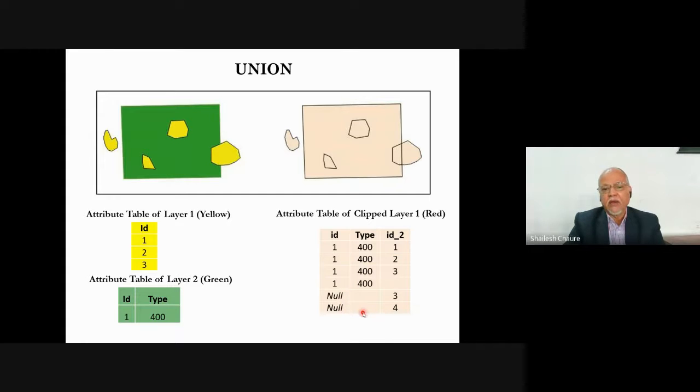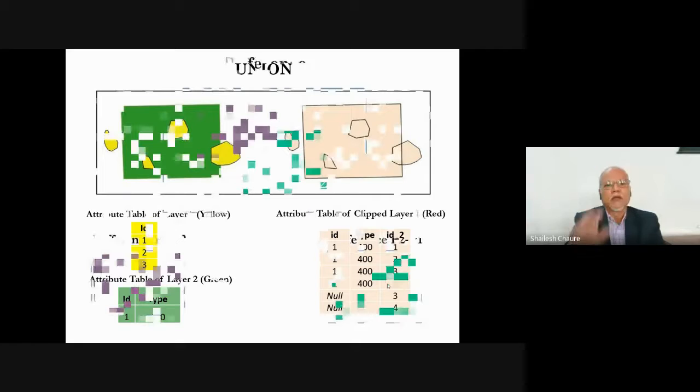As a result, new attributes have been added. And wherever the new polygons are coming, the attribute of that is not coming. For this, nothing is there. For this, nothing is there. That's why the type is not there, because this is falling outside this green color polygon. That's why this is not having the type. This part is also not having the type. But the ID is there because this was belonging to this, and for the fourth it is not there. Fourth will be there.